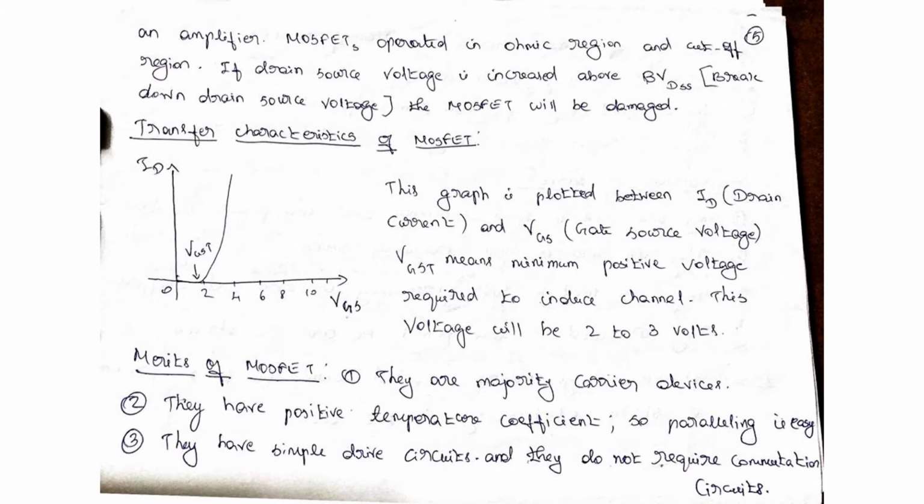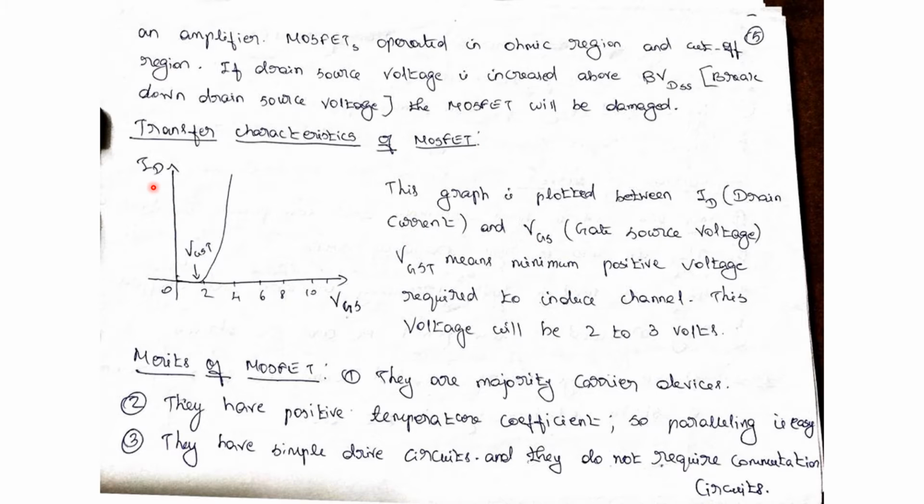Okay. Then MOSFETs operate in the ohmic region and cutoff region. If the drain source voltage, I mean VDS, is increased above BVDSS, the breakdown drain source voltage, the MOSFET will be damaged.